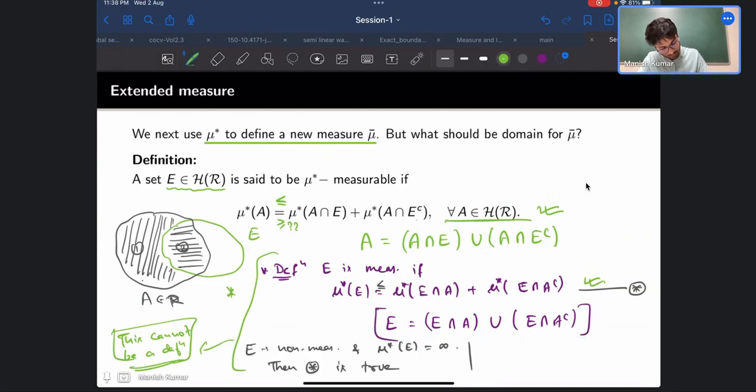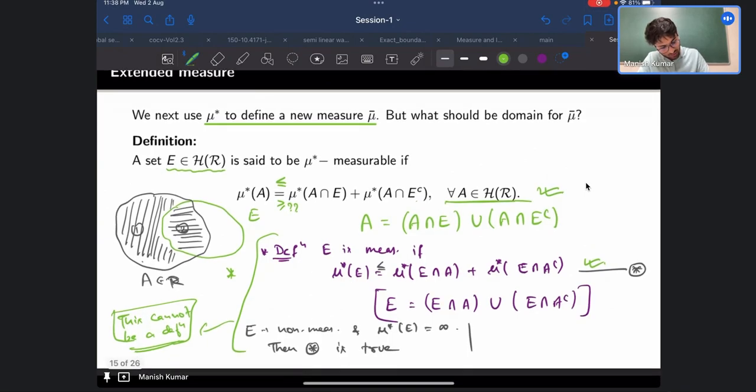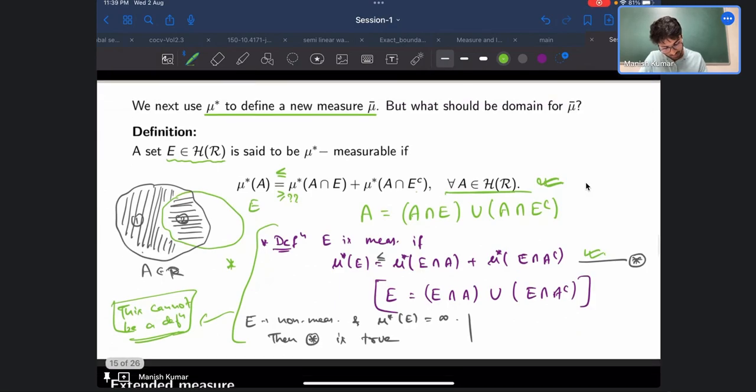Okay, so this is the reason why we define it in this way: E is measurable if for each A we can partition it properly. For all A that we choose, it should happen that mu star of A equals the outer measure of A intersection E plus the outer measure of A intersection E complement. In that case we say E is measurable.